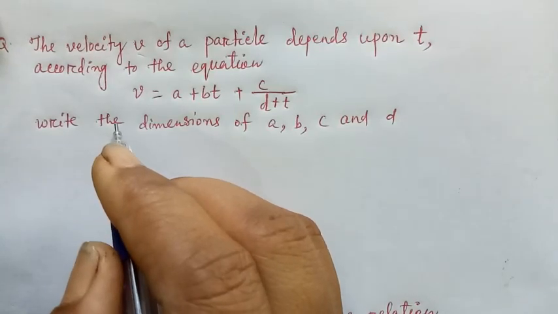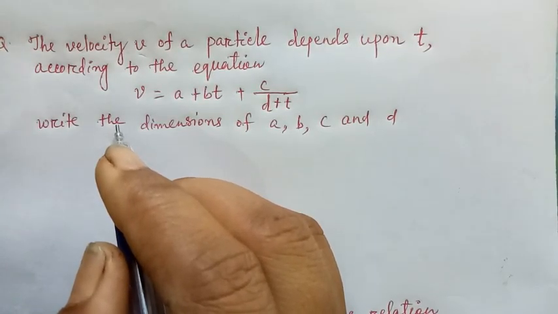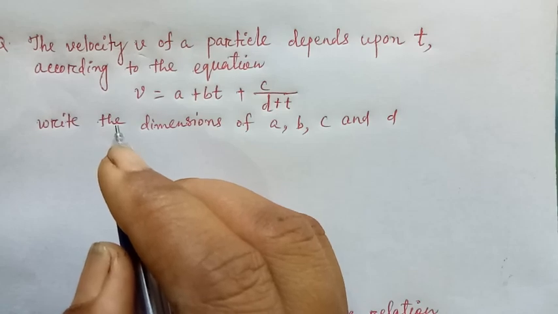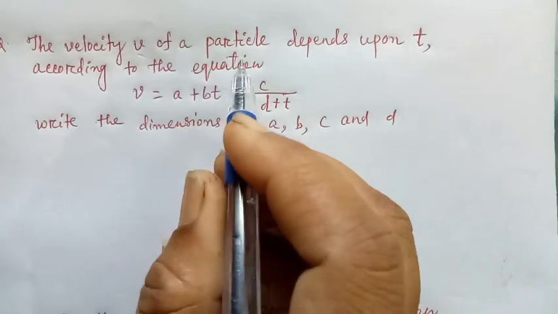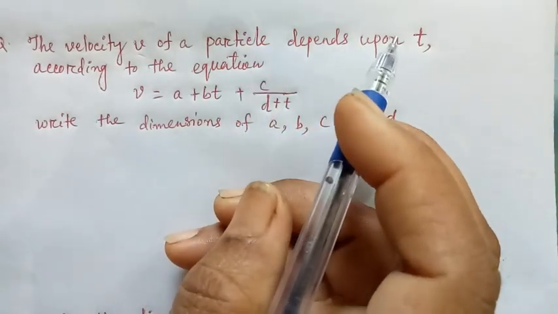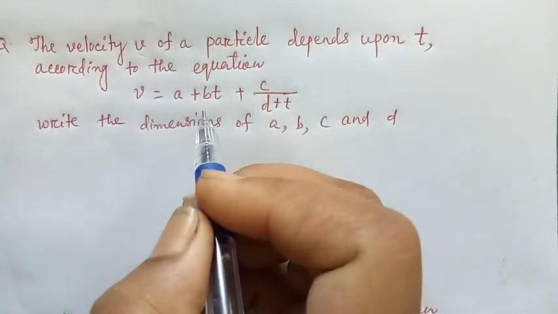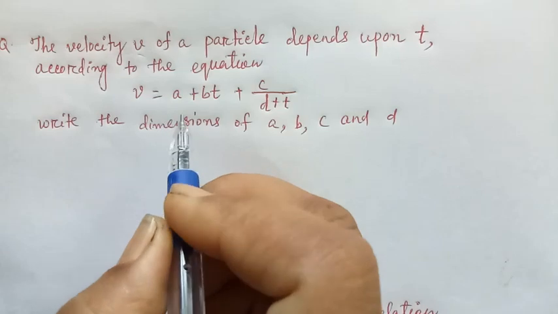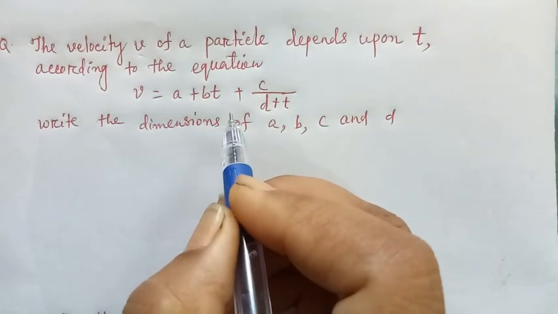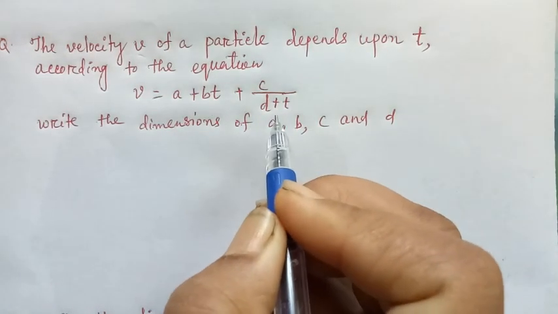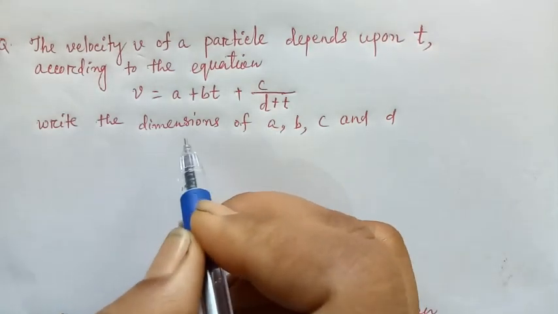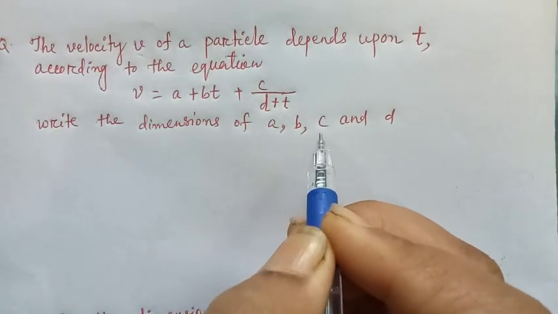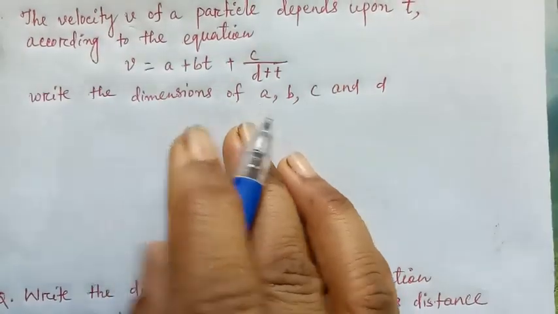Good morning everyone. Let us do some problems based on the fact that only like quantities can be added or subtracted. Your first question is: the velocity v of a particle depends upon time t according to the equation v = a + bt + c/(d + t). Then we have to find the dimensions of a, b, c and d.